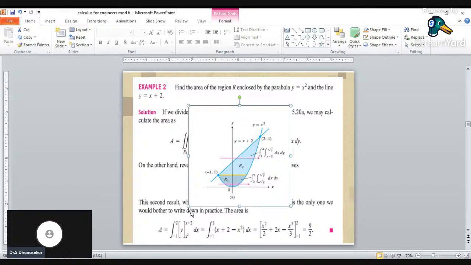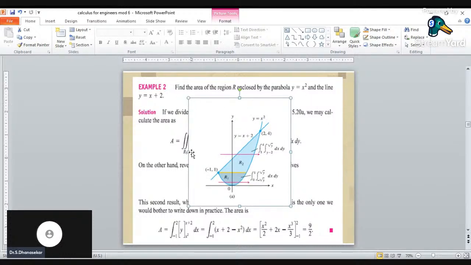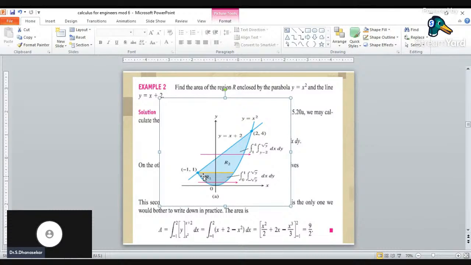Find the area of the region R enclosed by the parabola y equal to x square and the line y equal to x plus 2. Now, if I draw the figure, y equal to x square is a parabola, and y equal to x plus 2 is the line.